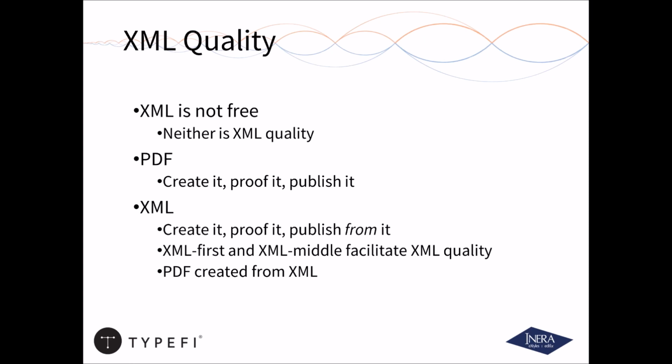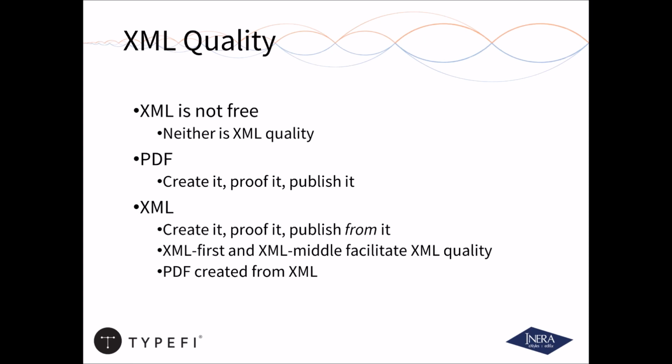With a PDF-only output for your workflow, it's simple. You create the PDF, you proof it, and you publish it. XML is a little more complicated because you create the XML, you proof it, and then you publish from it. Or in this case, what you do is you publish the PDF from the XML and you proof that. The XML first and XML middle workflows definitely facilitate XML quality. And any workflow where you have a PDF created from the XML is a much more robust workflow.